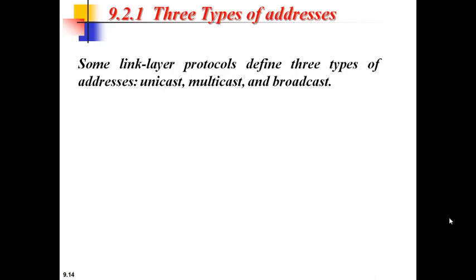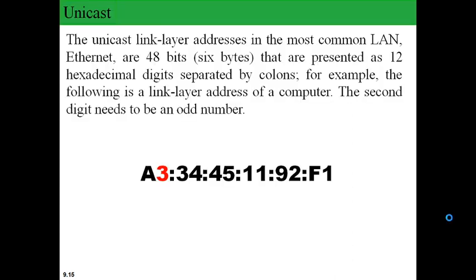Some link layer protocols define three types of addresses: unicast, multicast, and broadcast. Unicast address: each host or each interface of a router is assigned a unicast address. Unicasting means one-to-one communication. A frame with a unicast destination address is destined only for one entity in the link. The unicast link layer addresses in the most common LAN, Ethernet, are 48 bits represented as 12 hexadecimal digits separated by colons. For example, the following is the link layer address of a computer. The second digit needs to be an even number in this address.